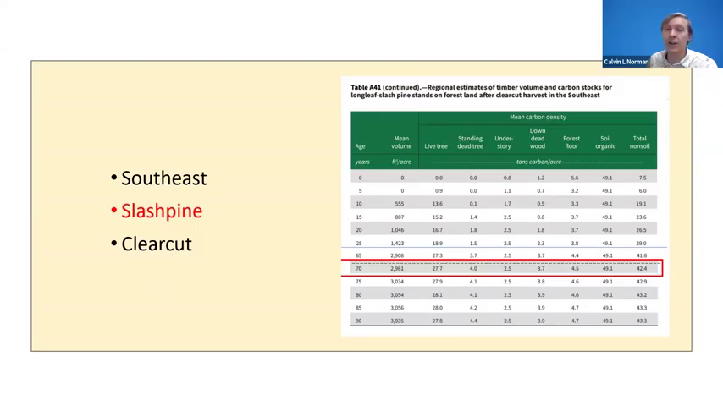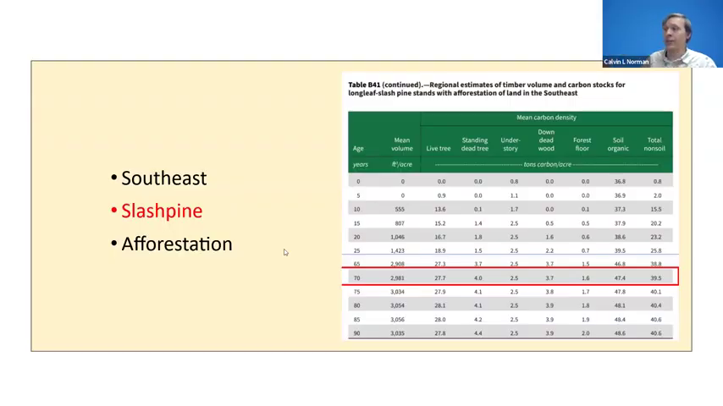By the end of the cycle, slash pine forests don't have as long of a rotation as northern hardwood forests. You're looking at 43 tons per acre, which is about 20 tons less than our northern forests. So that's just due to species composition.